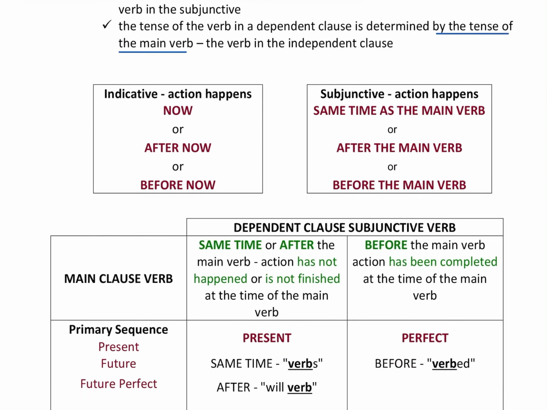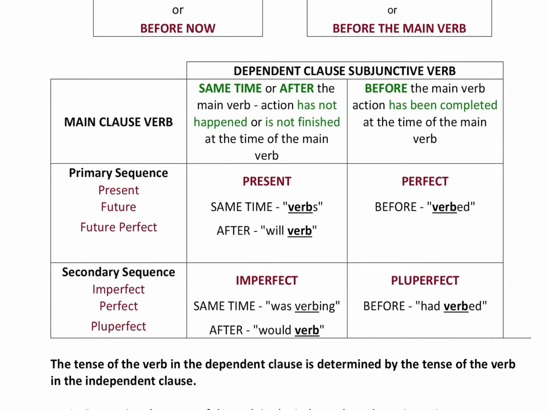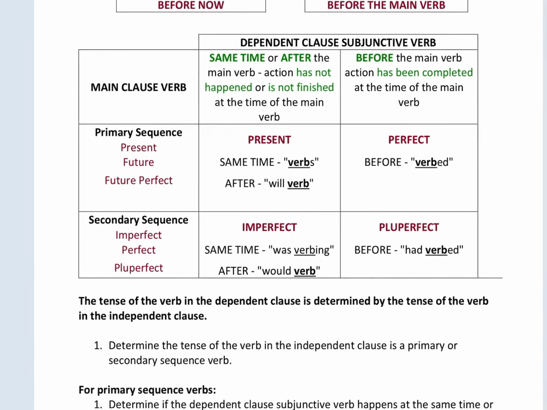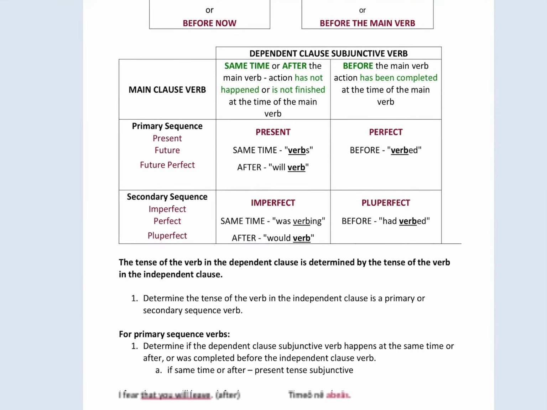All right? Now, let's look at this. If the verb in the independent clause is indicative, that means the action either happens now, after now, or before now. If the verb in the independent clause is subjunctive, it means the action happens the same time as the main verb, after the main verb, or before the main verb. Don't be confused. I'm going to walk you through it. What you're going to need to do is first determine the tense. I'm going to make this smaller here so you can see more of it. This is also in your chart book if you want to open your chart book and follow along.